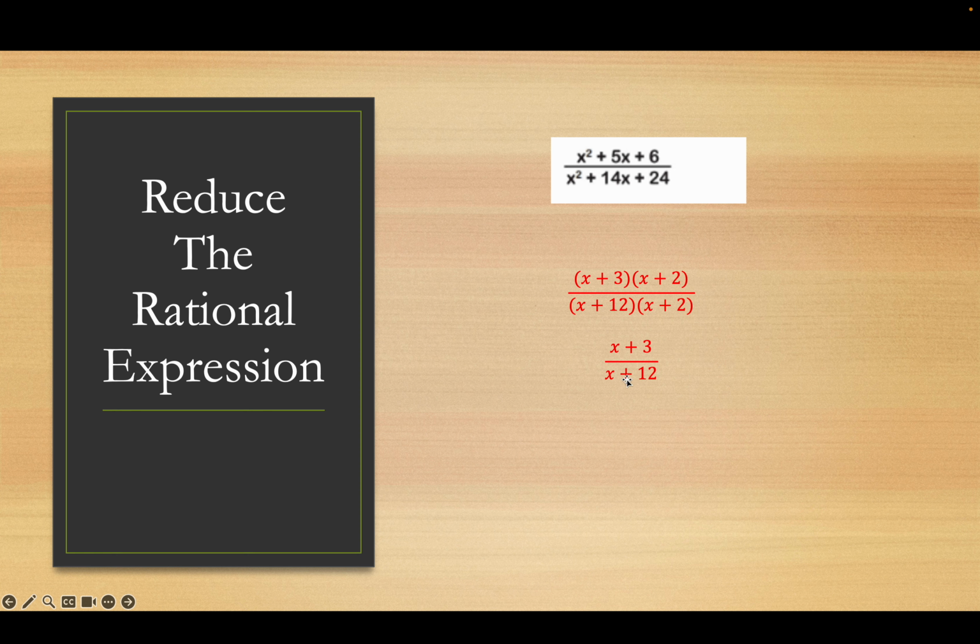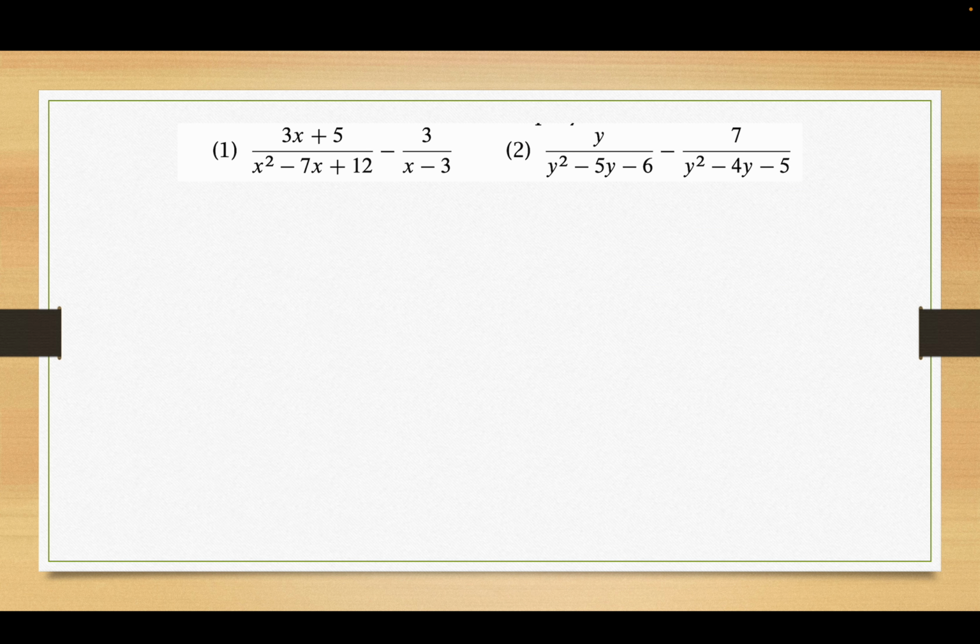Of course, there's mathematical matrimony going on here, and I cannot reduce the 3 and the 12. Just the x plus 2's, because x plus 2 over x plus 2 is indeed 1. All right, let's try these two questions. Go ahead.